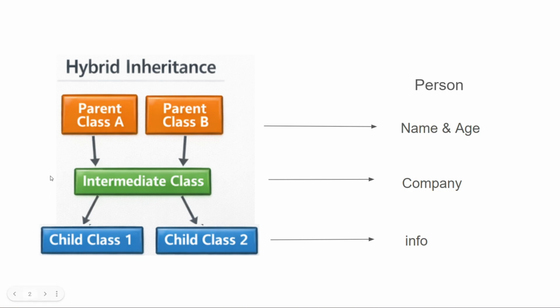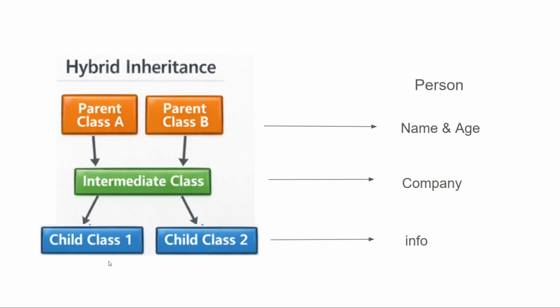That is, parent class A is being inherited by the intermediate class, and this intermediate class is being inherited by the child class 5. Similarly for parent class B. So this entire composition is called hybrid inheritance. I think you have understood what hybrid inheritance is.